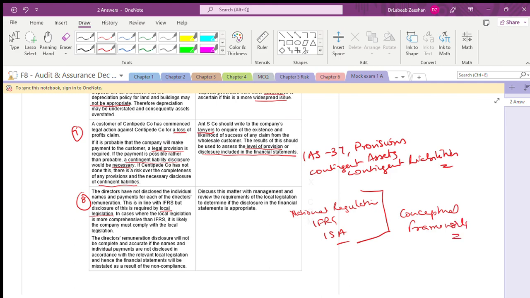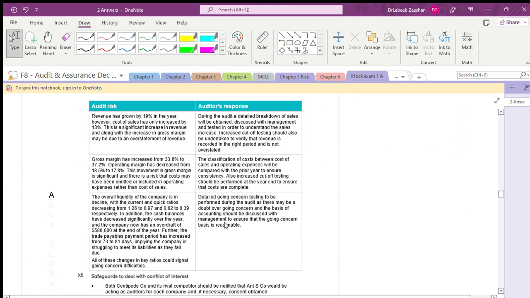The director remuneration disclosure will not be complete and accurate if the names are not disclosed in accordance with local legislation. What is the response? You have to discuss with the management and review the requirements of the local legislation, and if it is required, definitely you have to disclose it. We cannot override the local legislation. Fine.